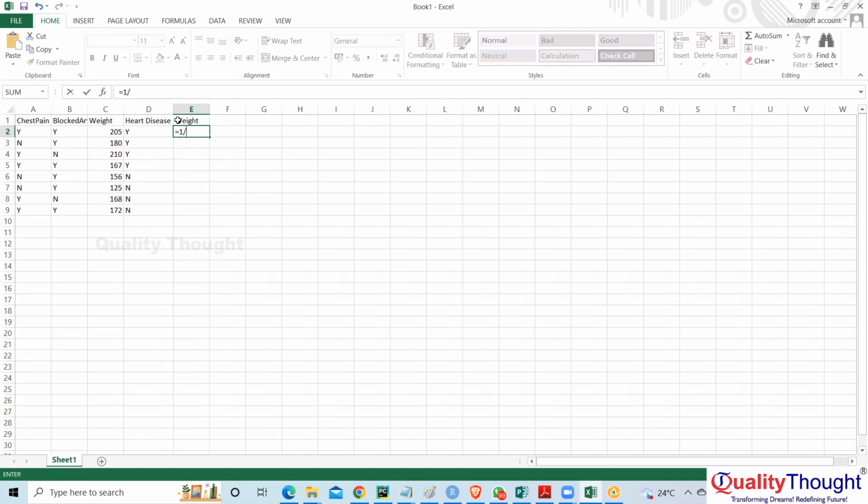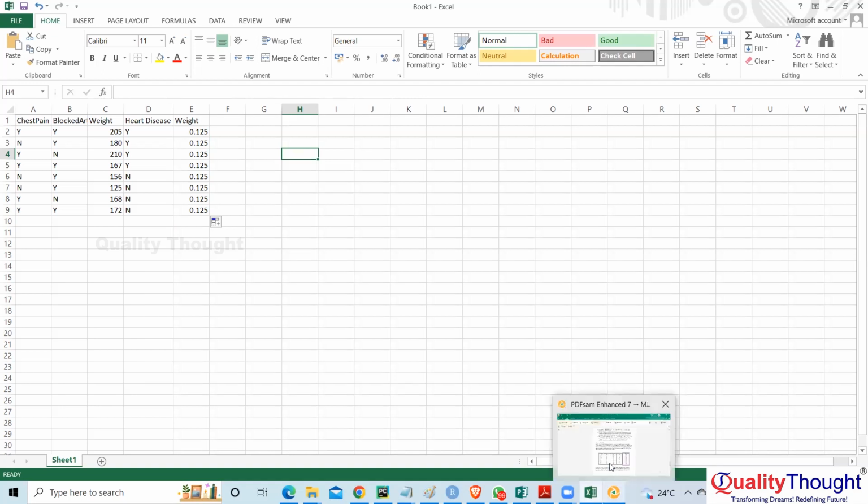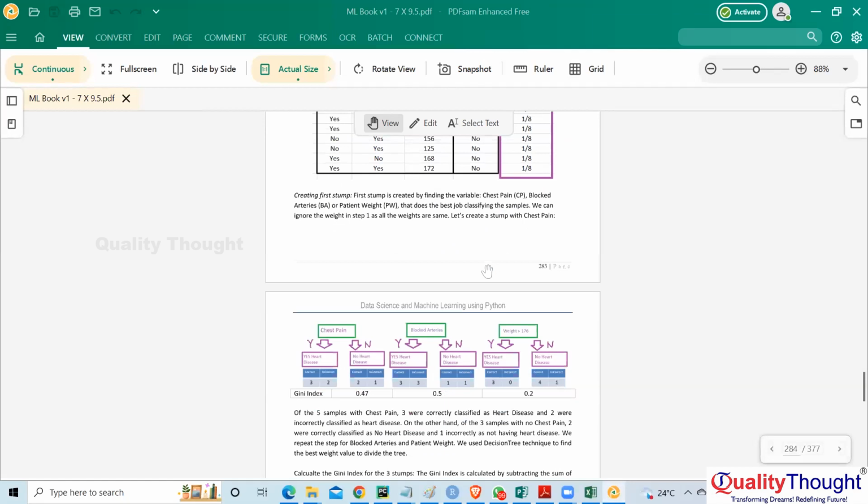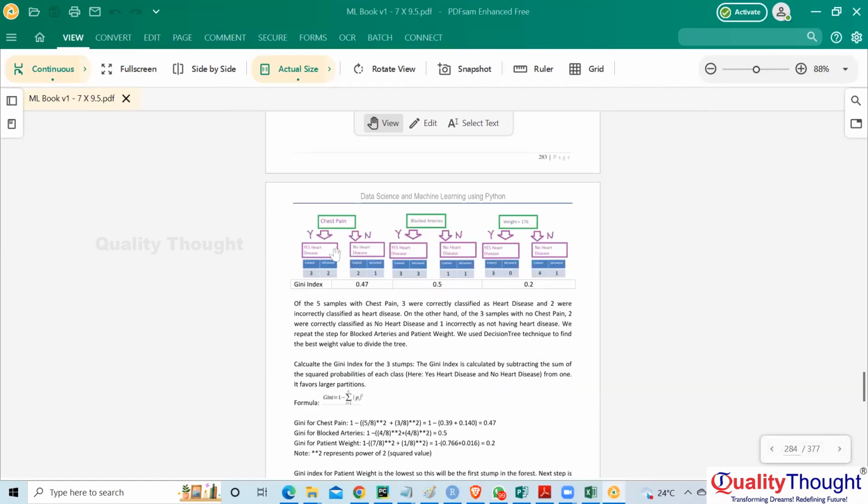So the total is 8, so we'll start with 1 by 8 initially. Now we have to create a stump. What is a stump? A stump is a tree with just two values. This is called a stump. Stump means a decision tree with just two values, yes, no. There is no second level.